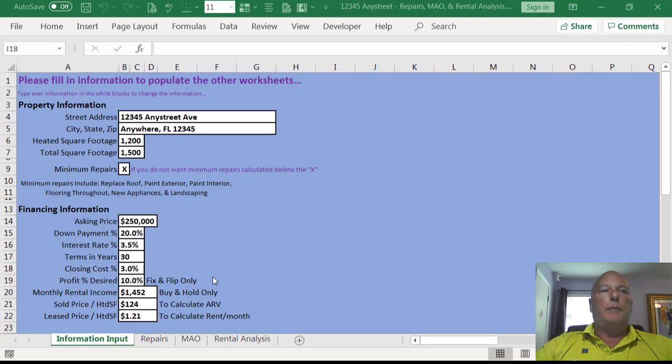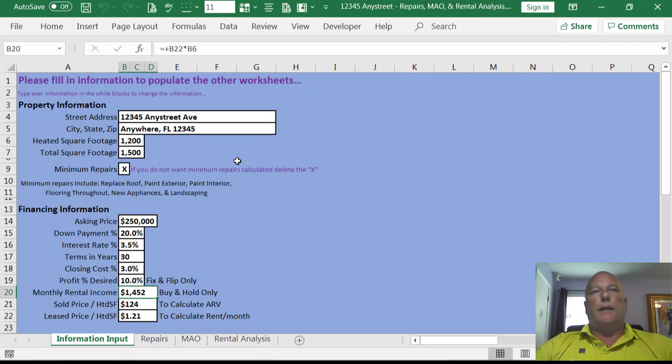Profit desired, I put in 10% as a fix and flip. If you decide you want 15% or 18% or 5%, it's up to you. You can change that number real easily. Rental income, this automatically calculates. If you look up here, you can see the calculation, and it's basically taking those numbers and creating it off the lease price per heated square foot, and I'll show you how I give you that information, as well as the sold price per heated square foot, so you can get all those calculations.